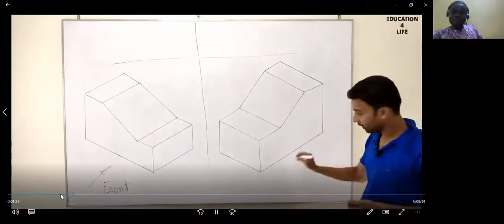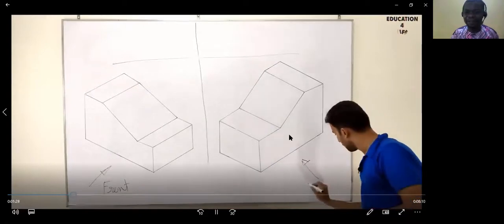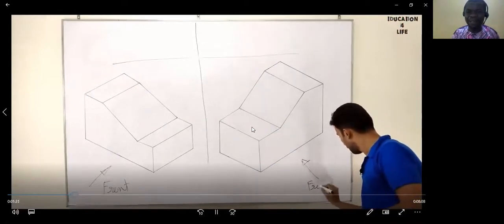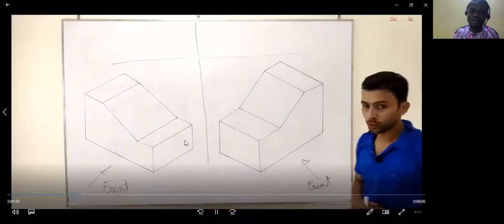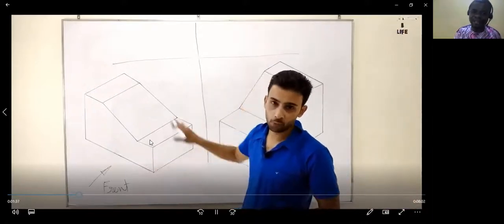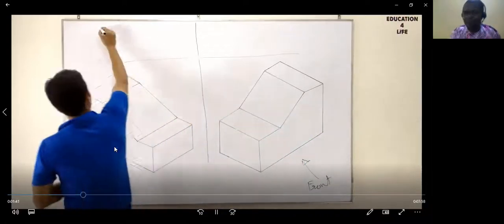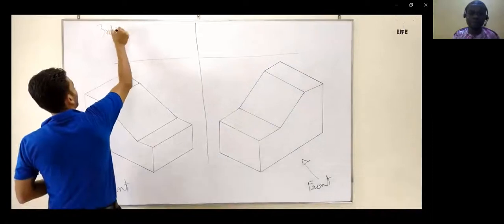This side also is the front elevation. There's a front elevation here. This is the front elevation here. This is a plan. This end view. This is a plan. This front view. These are the parts of that particular isometric block that you want to draw.